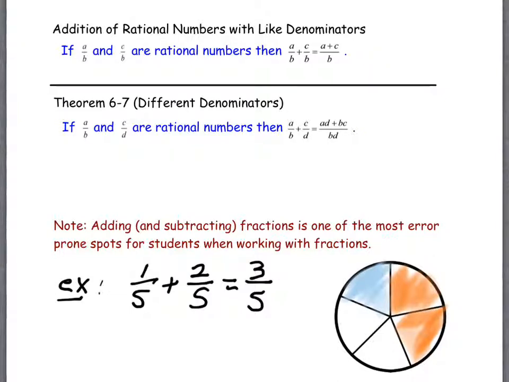Now, on Theorem 6.7, we actually have different denominators, right? And there's a couple of ways that we can handle things when we have different denominators. But the key to all of it is that the denominators have to be the same in order to combine them. Okay, that's true for addition and subtraction. It's not true for multiplication and division. But for addition and subtraction, we need the denominators the same. So there's a lot of different ideas of how to get denominators the same. In fact, 6.1 involved some of those, right? And I showed you several ways to compare fractions by getting the denominators the same.